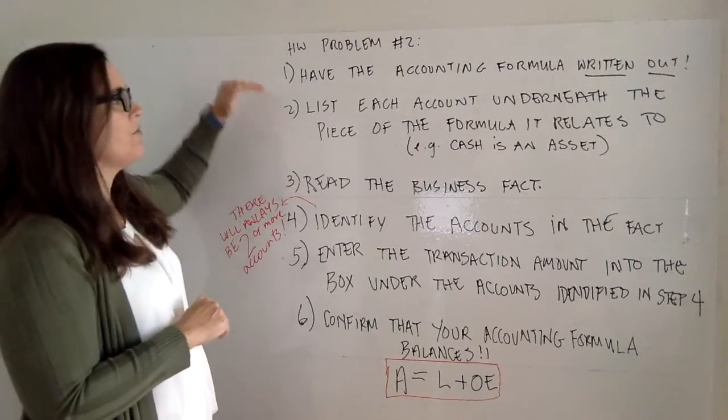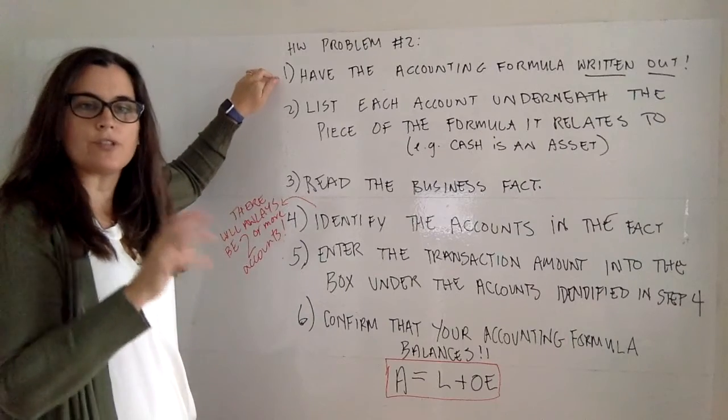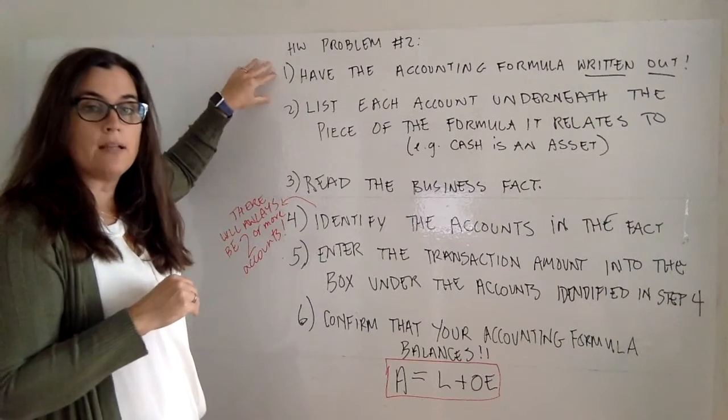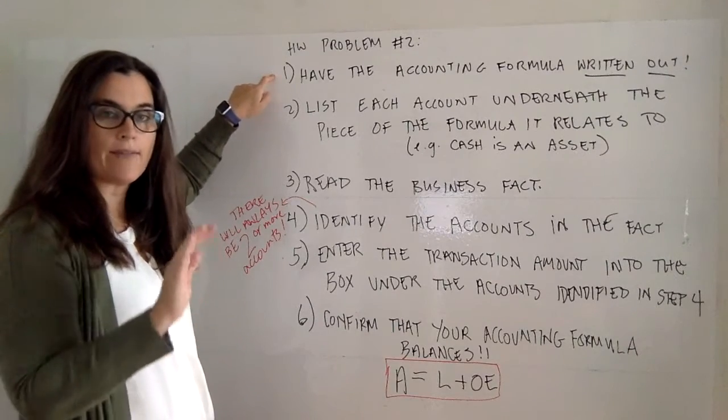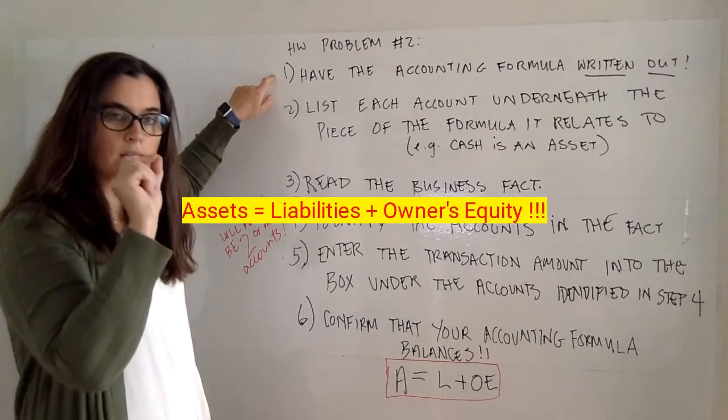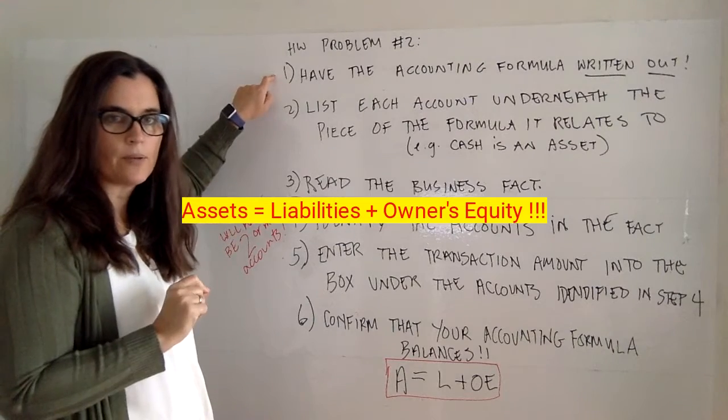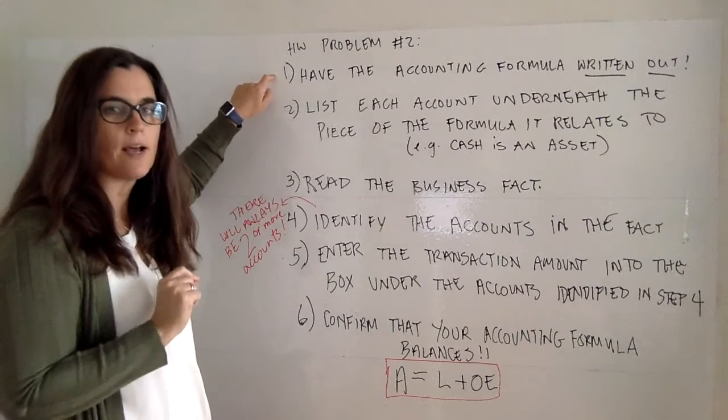First, have the accounting formula written out. Don't make this harder on yourself than it needs to be, and create resources as you're working through. That includes writing this out on a piece of paper or having it somewhere visible so that you can easily eyeball assets equals liabilities plus equity. I always recommend writing things out.